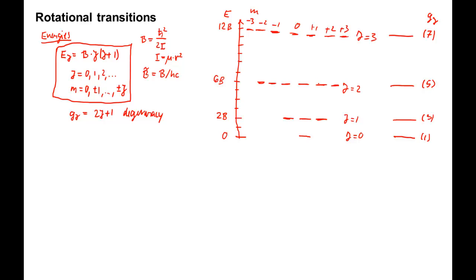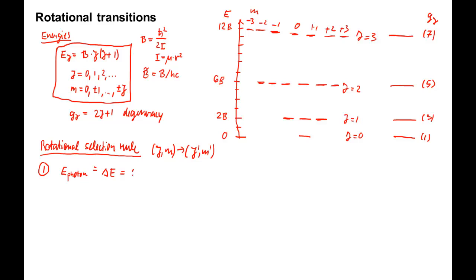For a photon to be absorbed and induce a transition between two states, it must fulfill the rotational selection rule. Let's look at a transition from J, M to another state with J prime and M prime. The selection rule comes in 3 parts. First, the photon energy has to match the energy gap. So E photon equals delta E, that is E of J prime minus E of J.